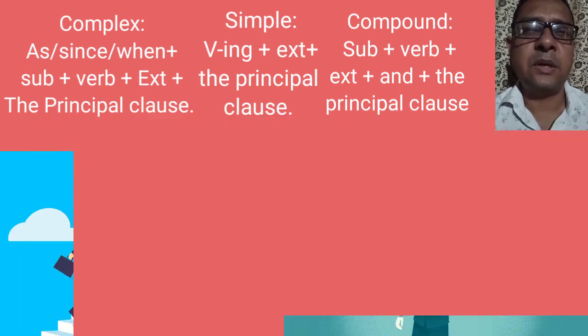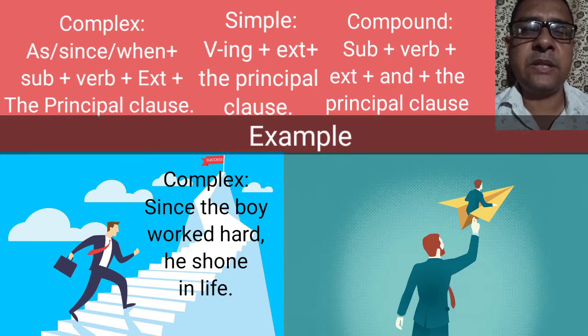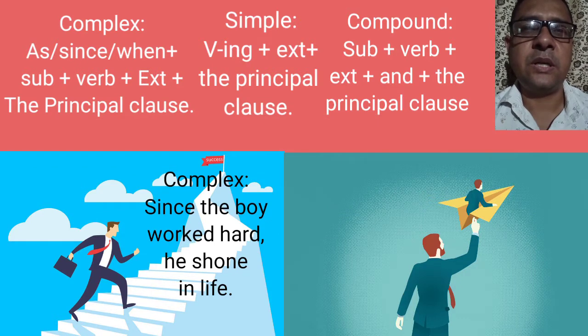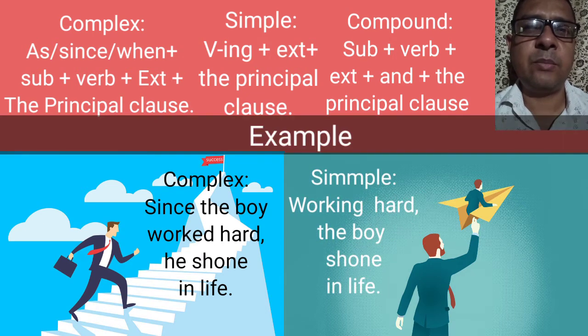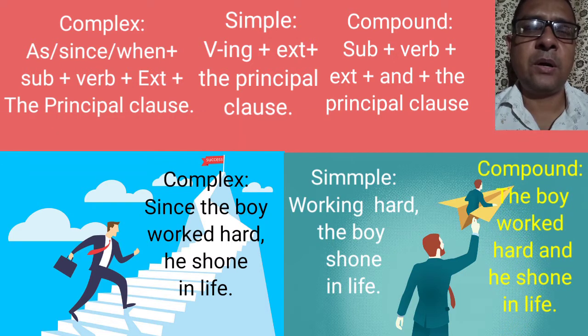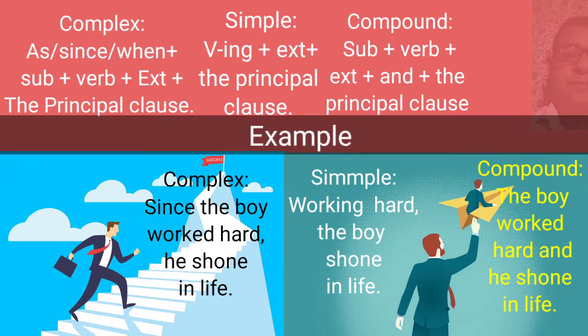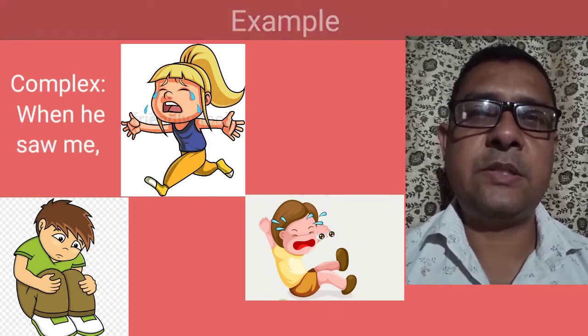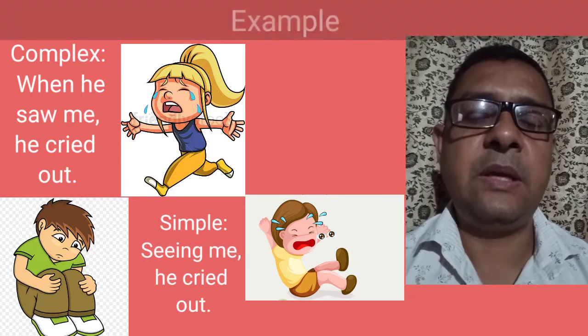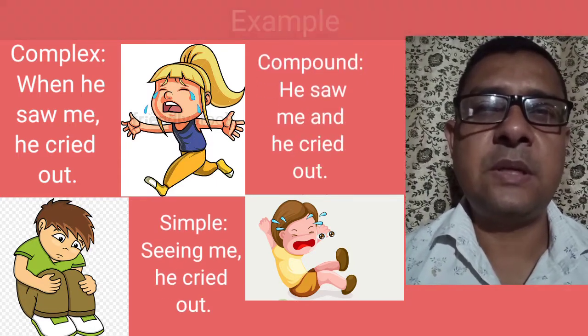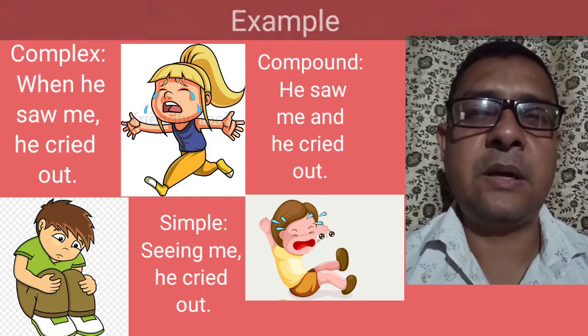For example, complex sentence: since the boy worked hard, he shone in life. Simple sentence: working hard, the boy shone in life. Compound sentence: the boy worked hard and he shone in life. Another example: when he saw me, he cried out. Simple sentence: seeing me, he cried out. Compound sentence: he saw me and he cried out.